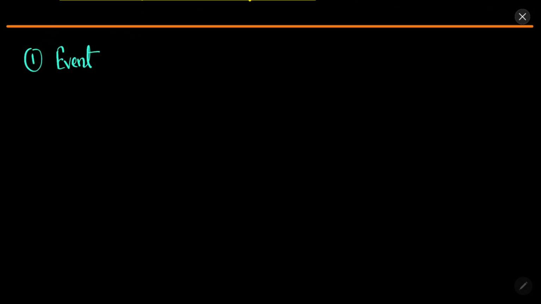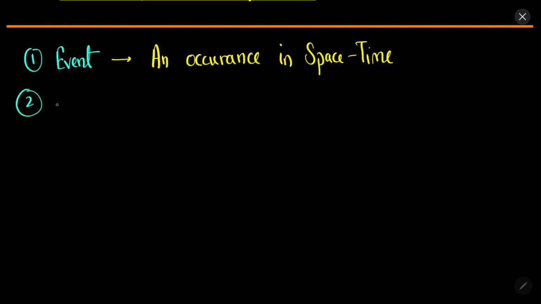The first term is event. What is the meaning of an event? An event is any occurrence in space time, when and where. Event is any occurrence in space time, when and where.